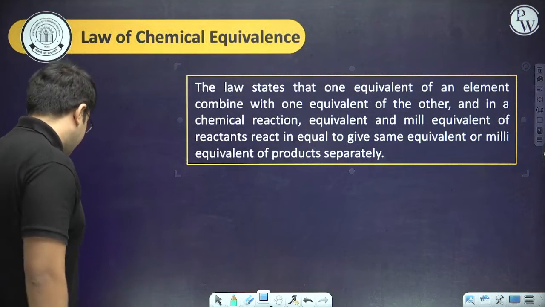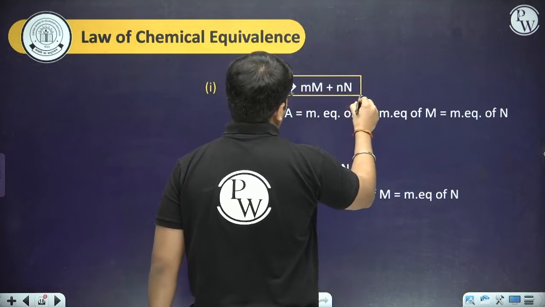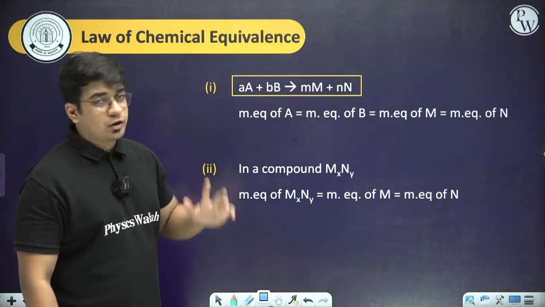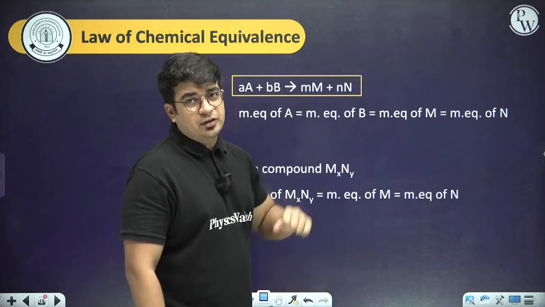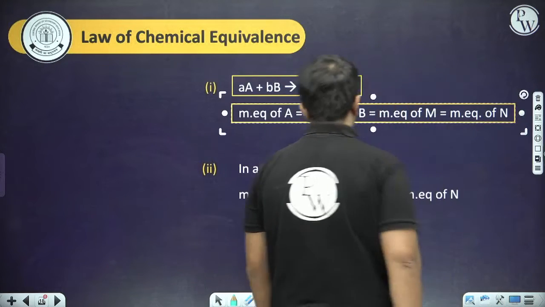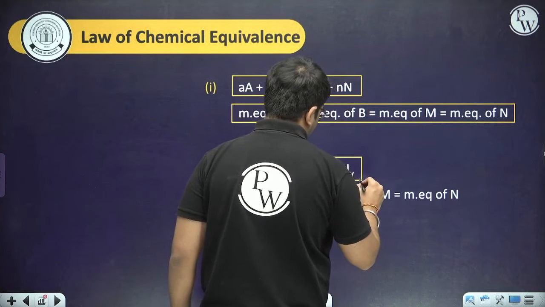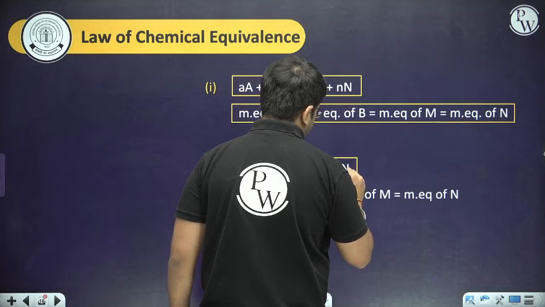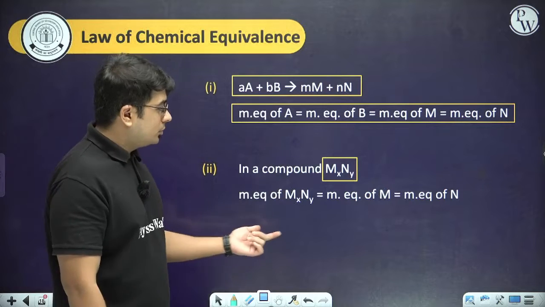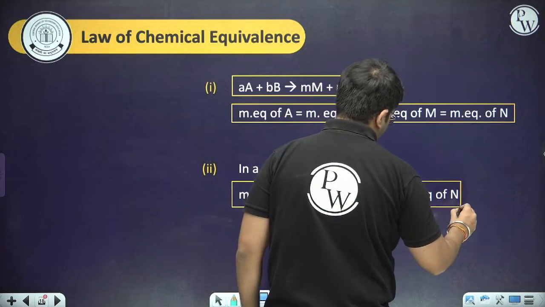To understand it better, we can say that this is the type of reaction we are considering, a very normal type of reaction. In this case, whatever milli equivalents or equivalents of A are there, that will be equal to milli equivalents of B, that will be equal to milli equivalents of M, that will be equal to milli equivalents of N. So entire part works on the law of chemical equivalence. Now, if I am applying that in a compound which is MxNy type, a binary compound, because these type of questions are very common, binary salt compounds, milli equivalents of this entire compound will be equal to milli equivalents of M species as well as N species. That is the basic idea about the law of chemical equivalence.